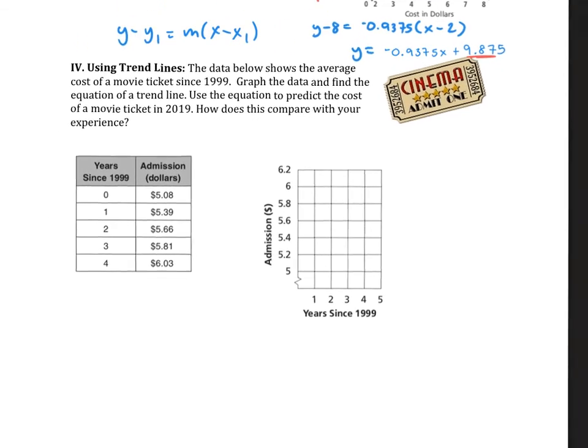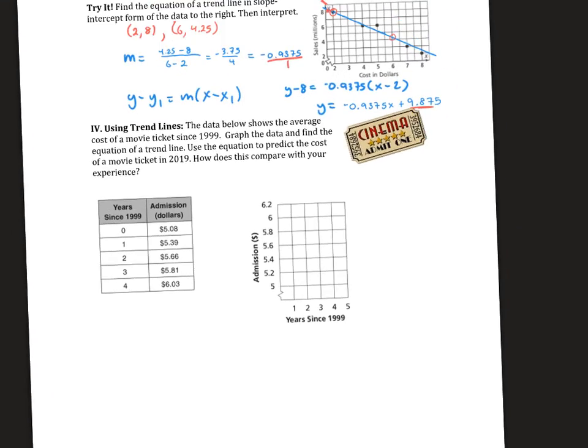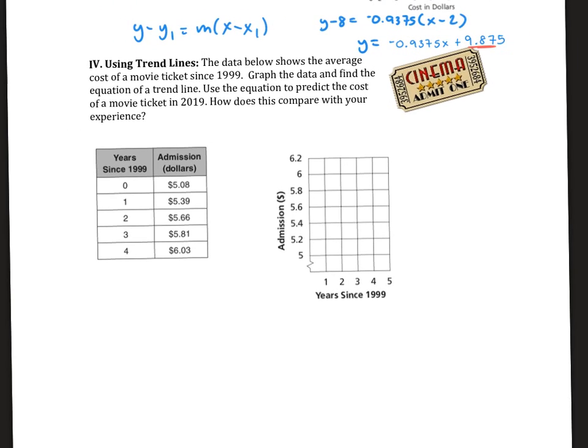model. Okay, now the last thing we're going to look at is using trend lines. And the key on this one, of course, is once we have it, we plot the points, draw our line, and come up with our model, find the trend line that I did. We're going to use that model to predict and see if the 2019 data makes sense. So first thing I'm going to do is plot the data.